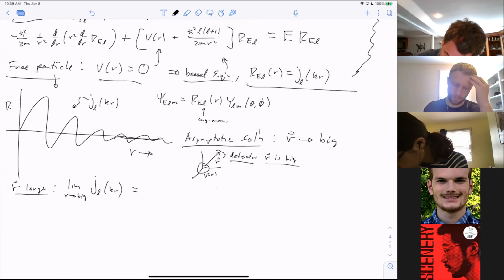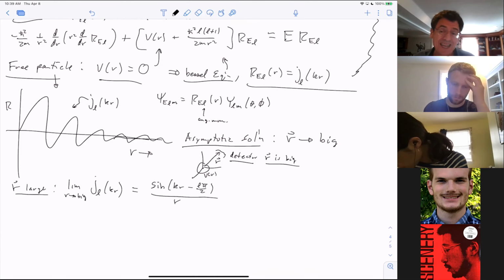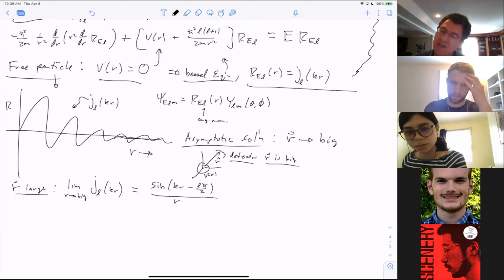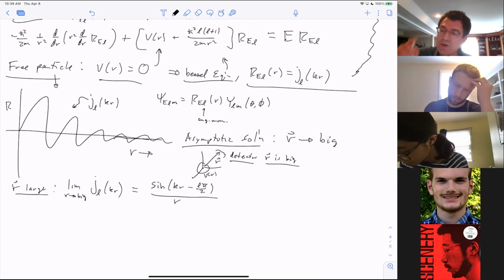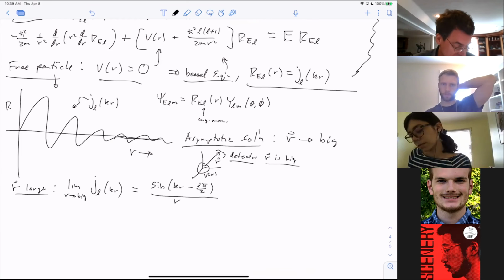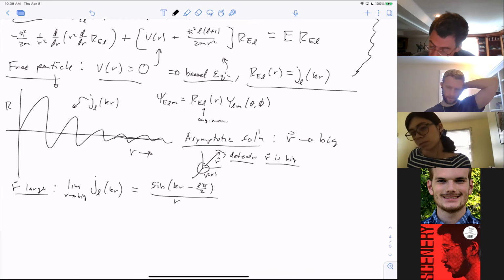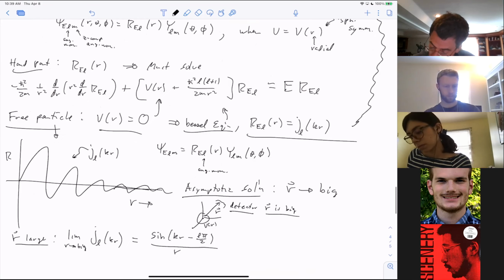It's just a sine wave, sine of kr minus L pi over 2, over r. So it's just a decaying sine wave. And that's why Bessel functions are actually really easy. So don't feel afraid of the Bessel function, because it's pretty simple. It's just 1 over r times a sine wave. And it has this weird little minus L pi over 2 in it, which actually makes sense when you think hard about it.